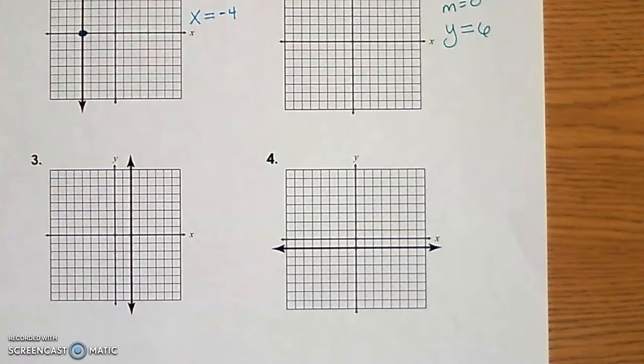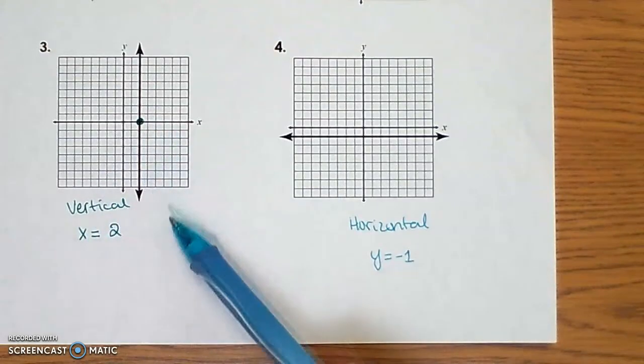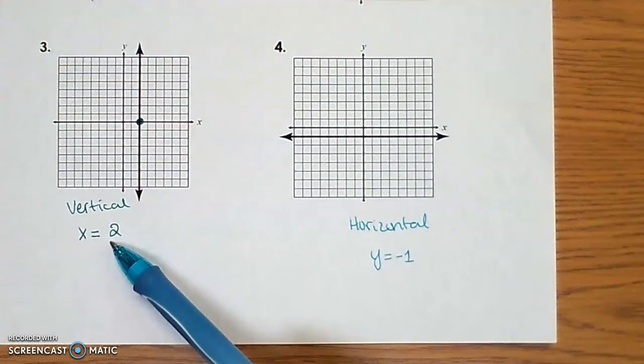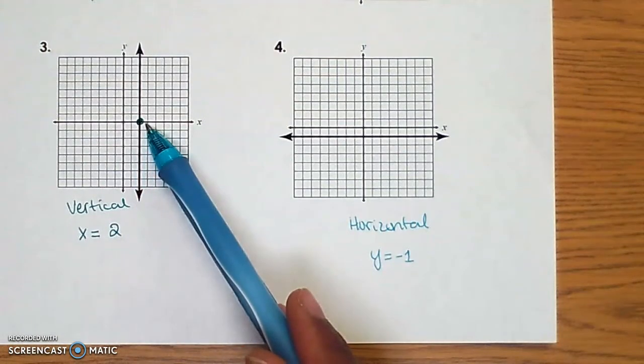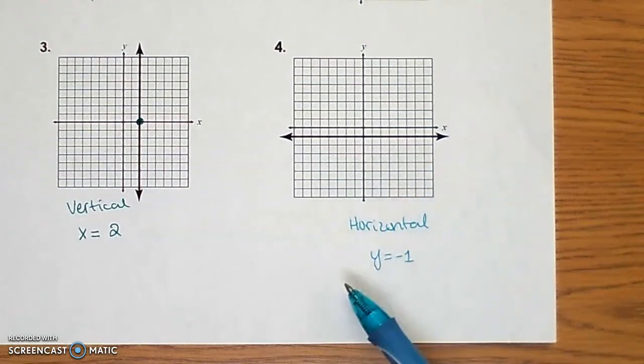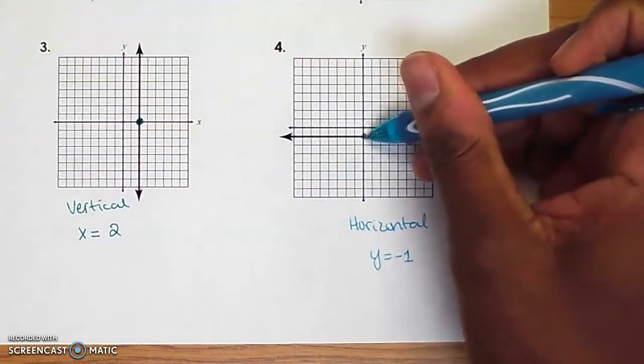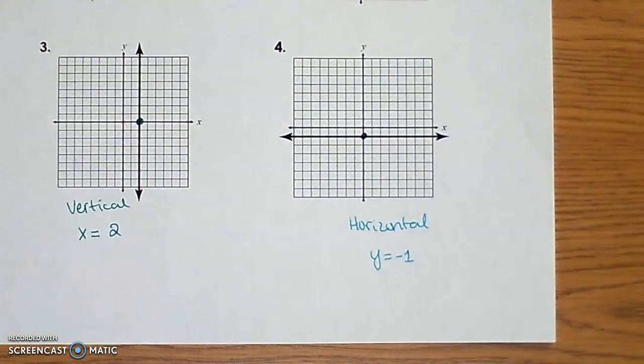Now I want you to go ahead and try number 3 and number 4. Go ahead and figure out what the equation is. For number 3, because it is vertical, we know it's going to be x equals a number, and specifically in this case it is x equals 2. For number 4, it is horizontal, so we know it's going to be y equals a number, and in this case it's going to be y equals -1.